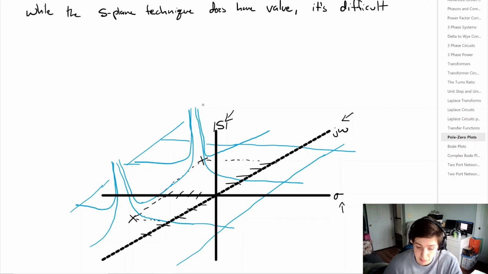So pole-zero plots are okay to use and serve some purposes, but we want to consider Bode plots, and Bode plots are going to give us a much better representation of the frequency response of a circuit.